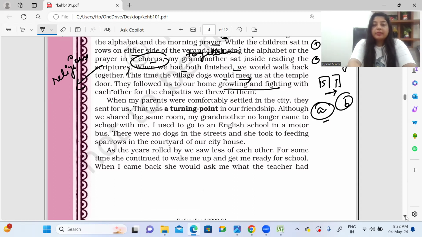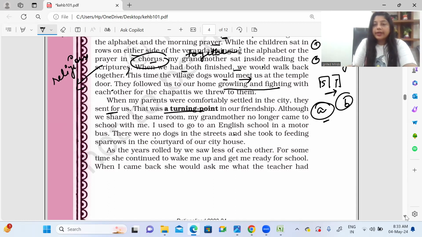When my parents were comfortably settled in the city. Now, in the second paragraph, I told you that the parents had gone and they were planning to settle. Now, in the third paragraph, you will see that they are already settled. They sent for us. Sent for us means they called them that you both should come to the city now. Now their village life is going to change into city life.